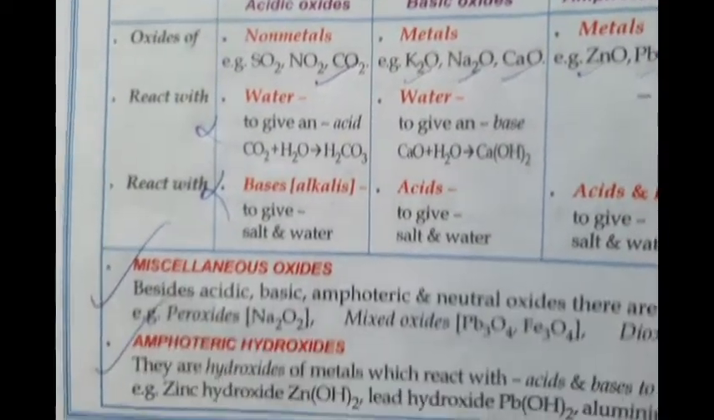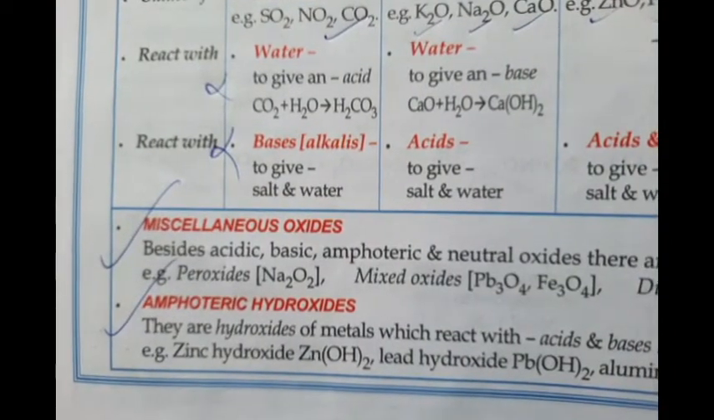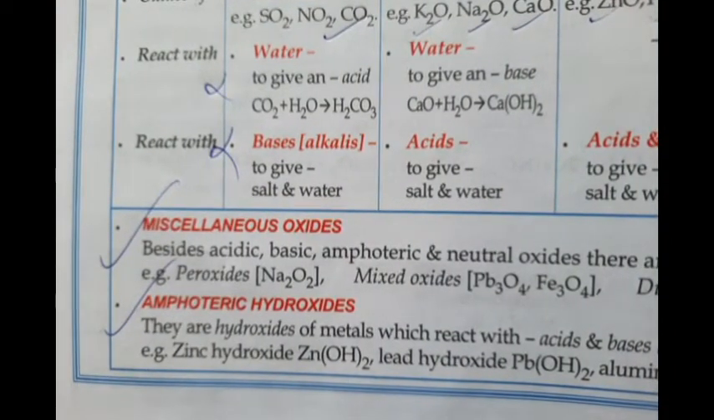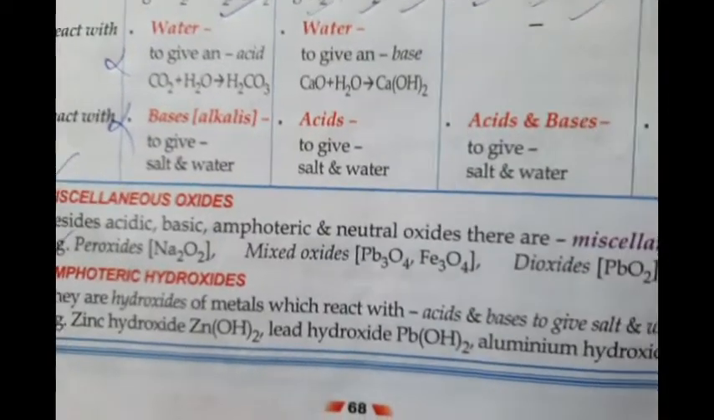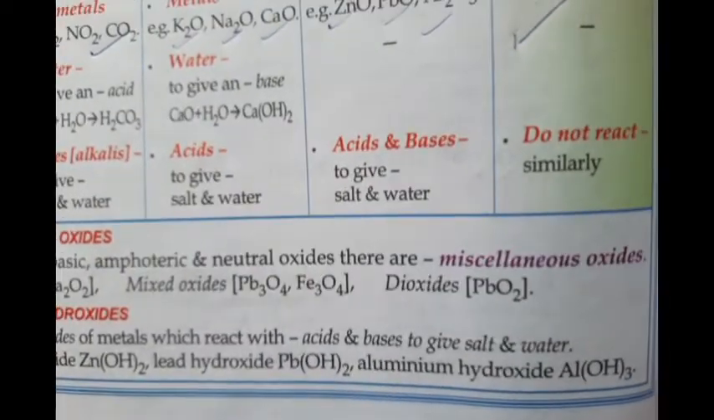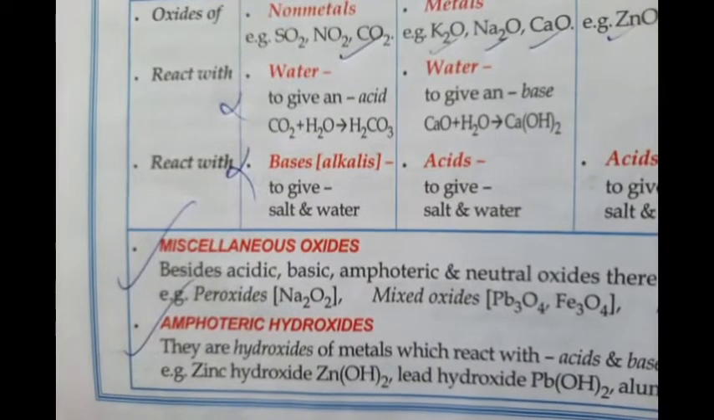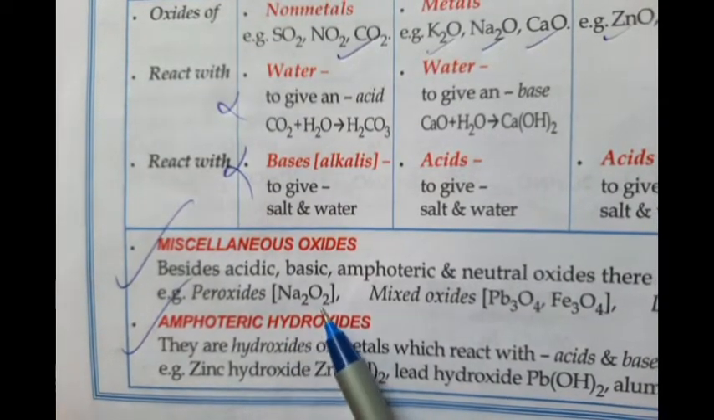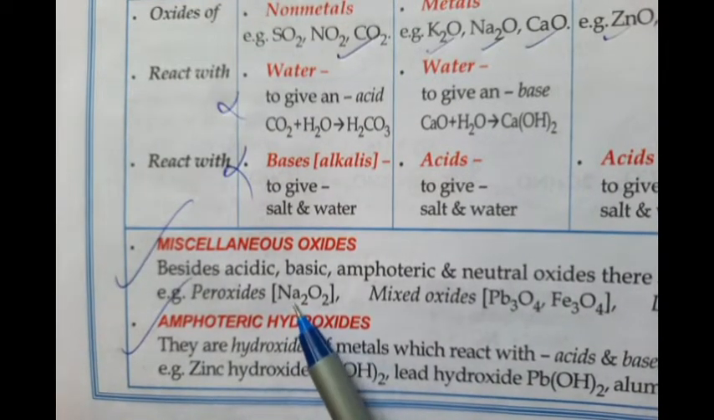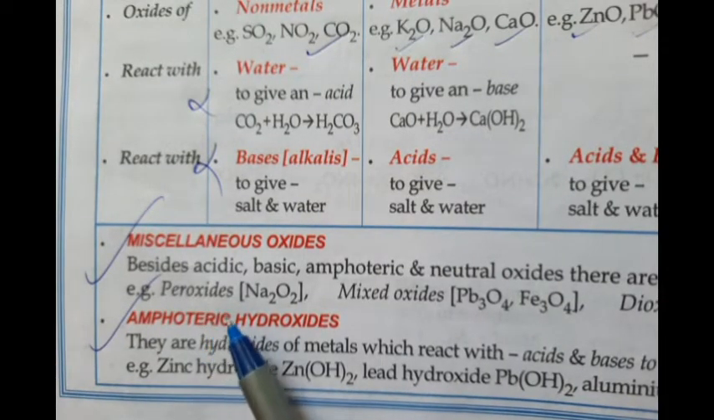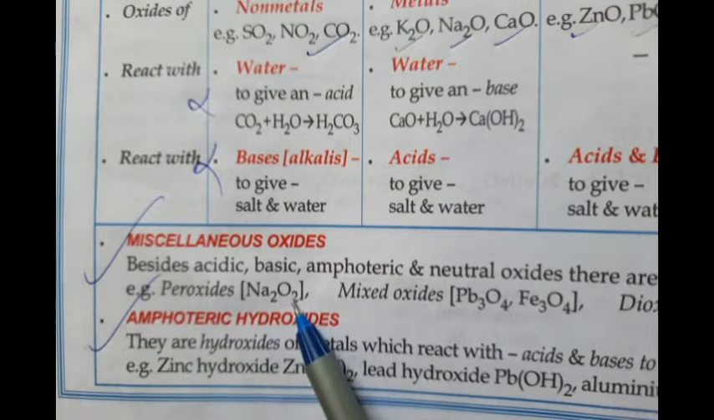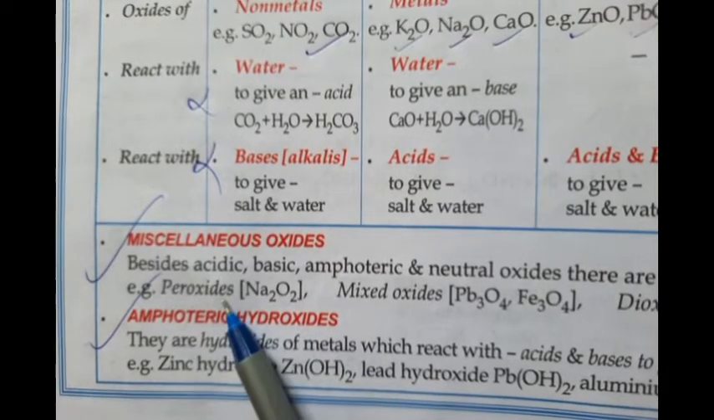Okay, now we go to the next, and that is called miscellaneous oxide. It is a different variety of oxide. Okay, miscellaneous oxide means different variety of oxide. Besides acidic, basic, amphoteric, and neutral oxide, there are miscellaneous oxides. And an example of miscellaneous oxide is here, students: sodium peroxide. One of the examples of miscellaneous oxide is Na2O2, and it is sodium peroxide.